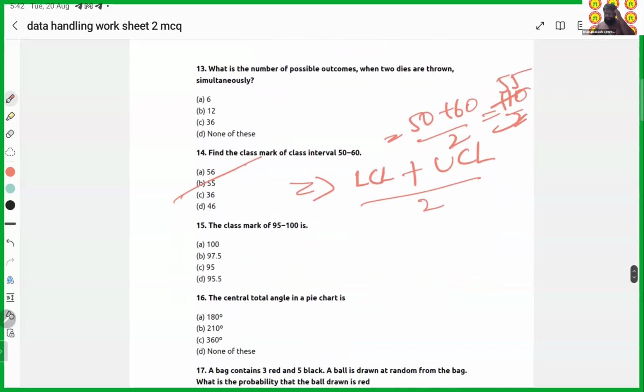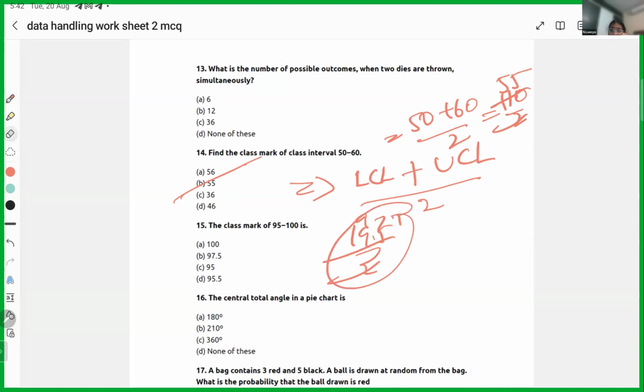The class mark of 95 to 100 is. Again, this is a similar question. 97.5. So 195 by 2 is 97.5.